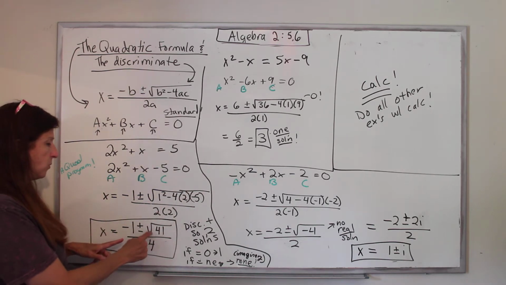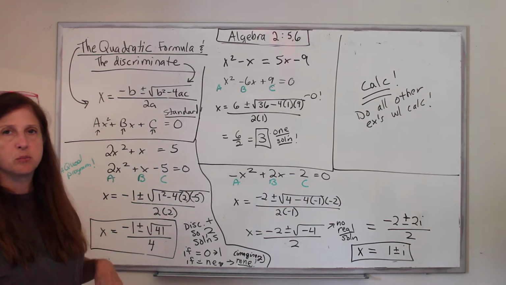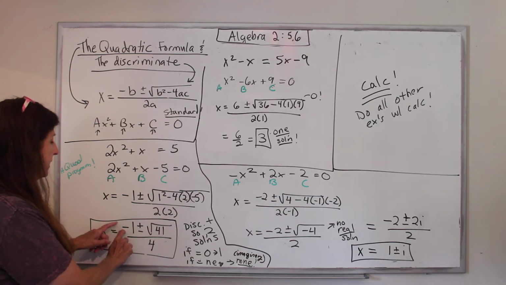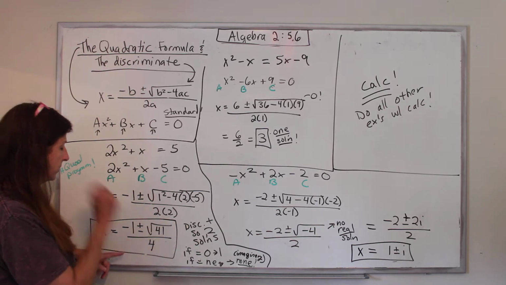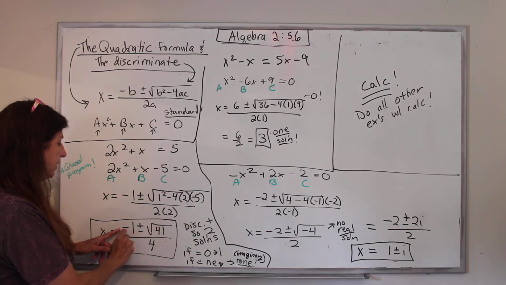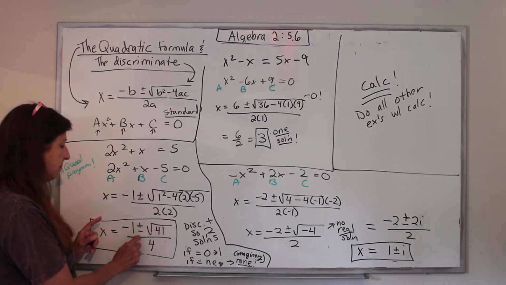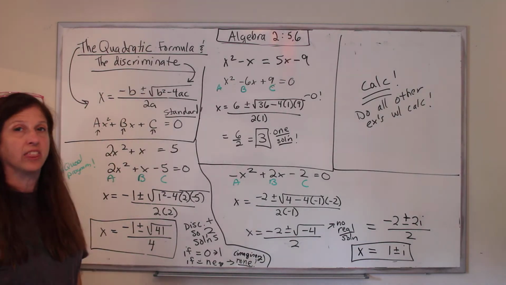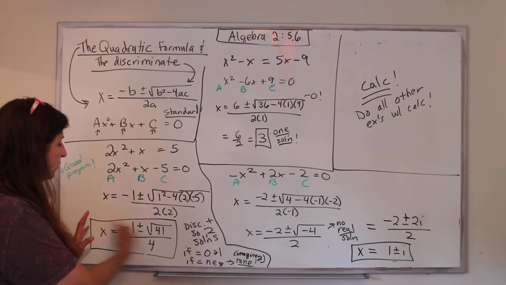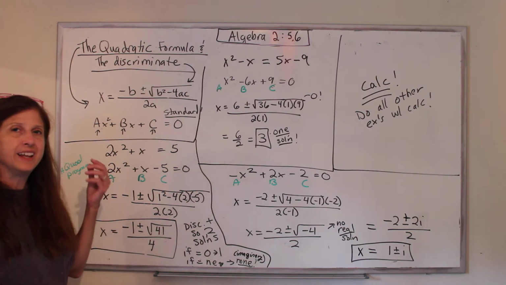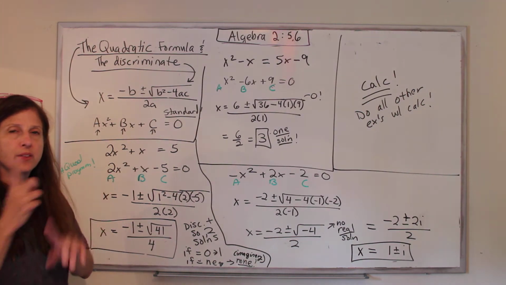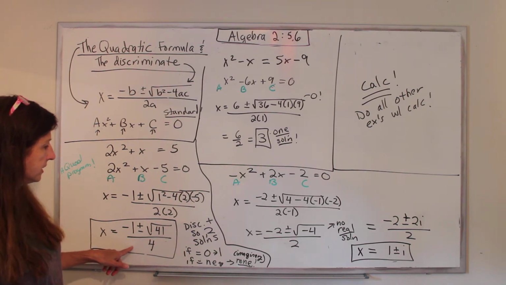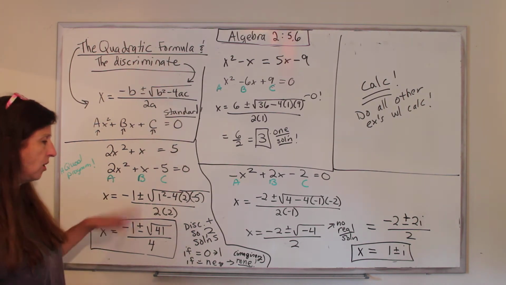So 41 is prime. So this is your answer. You could write it twice: x equals negative 1 plus the square root of 41 divided by 4, and then write it again, x equals negative 1 minus the square root of 41 over 4. Now, of course, this tells you nothing. You cannot imagine this. So if you put it in your calculator, you would get the decimals of where this parabola is crossing the x-axis. Okay. Notice that these are all real numbers.